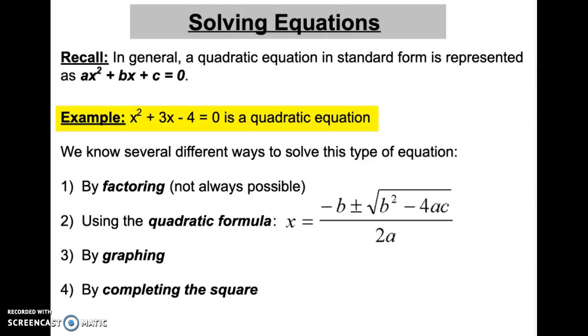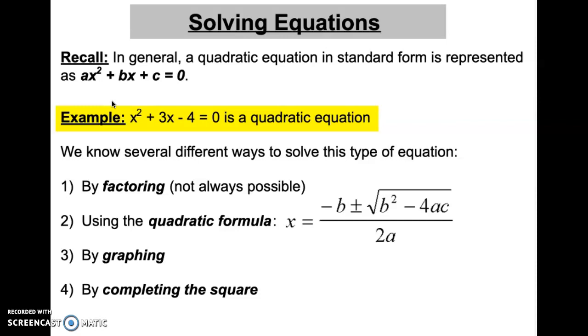Today we'll be learning how to solve equations. So in general, the quadratic equation in standard form is represented by ax squared plus bx plus c equals 0. For a quadratic, we have multiple ways to solve this equation. The first way is factoring, which is not always possible.